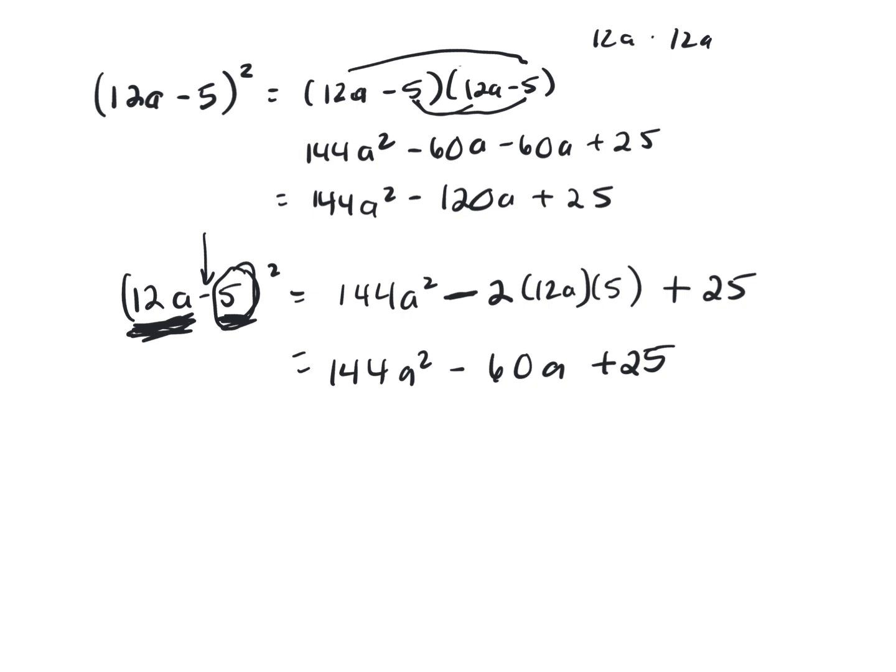24 times 5. 24 times 5 and 4 is 20, 10, 120. So fix that, not 60. I'm not sure where I got that. 120a. So you get the same thing both ways.